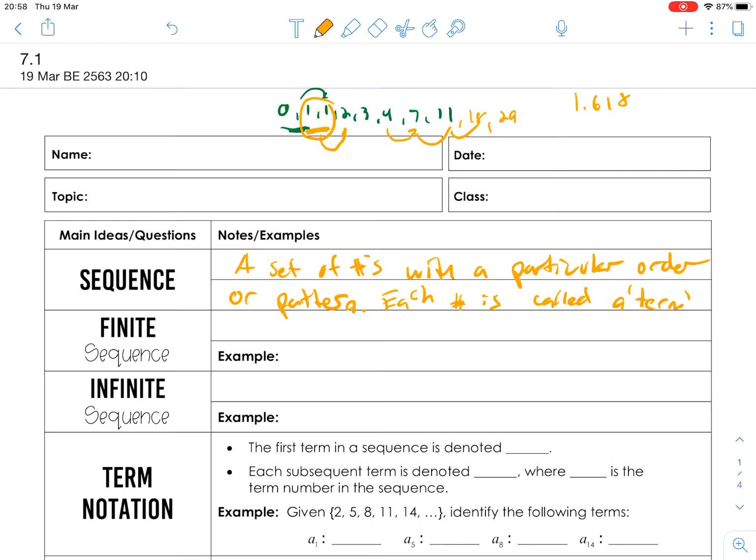So we have two types of sequences we're going to talk about. First is finite. And its definition is going to be a sequence with, you guessed it, a finite number of terms. Okay, an example of a finite sequence. I'm going to get creative here and go 1, 2, 3, I don't know what comes next, 4, 5, there we go. And how many terms do we have in this finite sequence? Remembering each number is called a term. We have 5 terms. Well done.